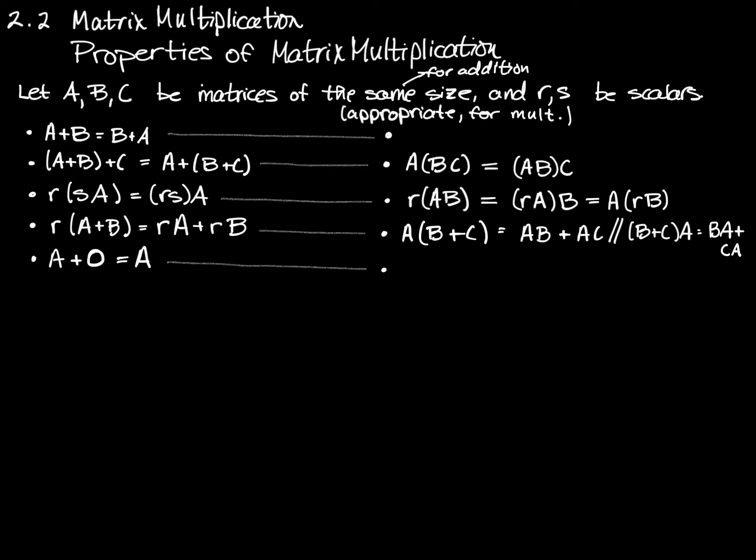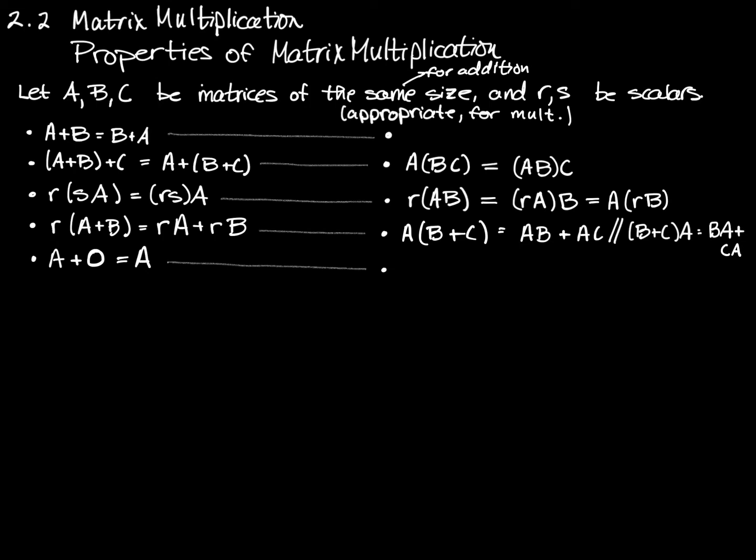Because matrix multiplication is not commutative, I have to distinguish between the fact that here I'm multiplying the sum of two matrices by another matrix, and here I'm actually multiplying the matrix A by the sum. Here I'm multiplying the sum by a matrix, and those are different because matrix multiplication is not commutative. So I have the left and right distributive properties of matrix multiplication.